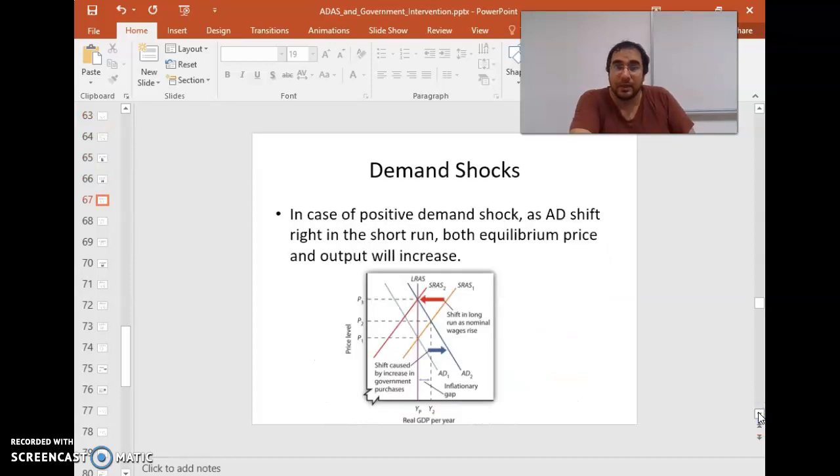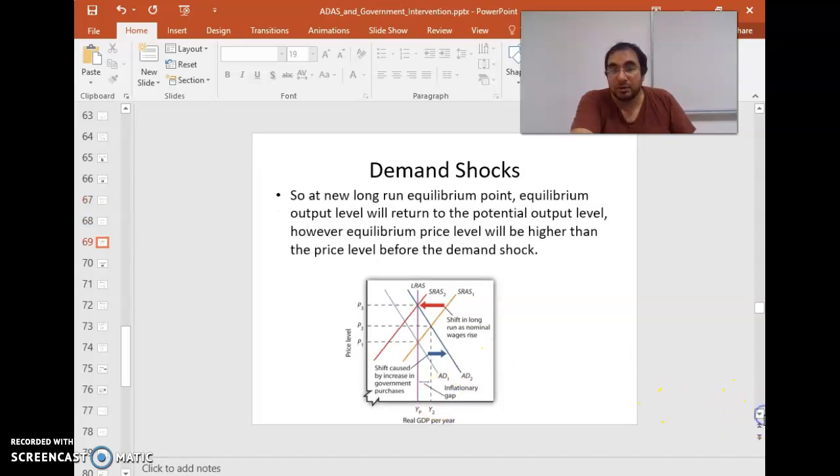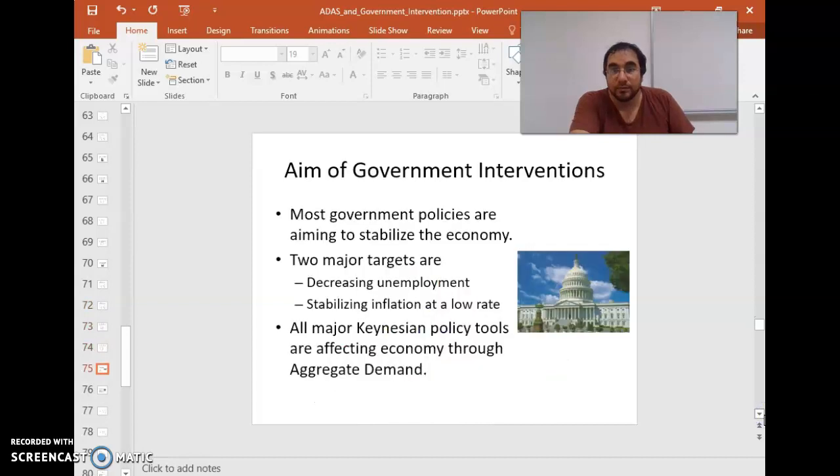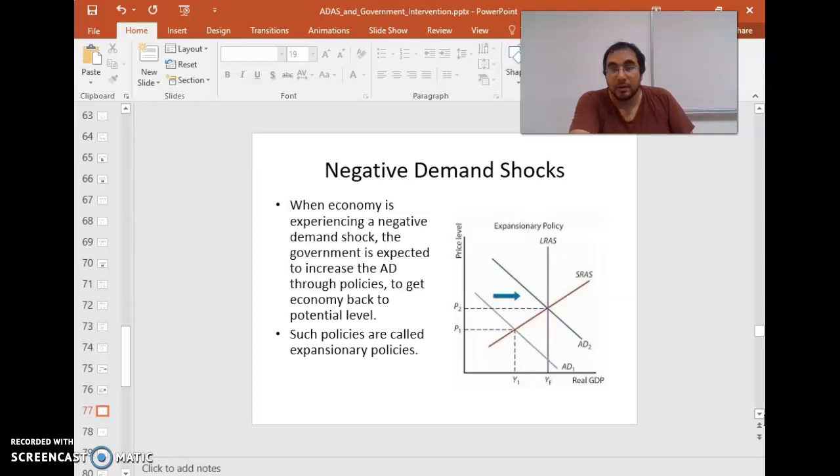If you have a negative demand shock, let me show it to you. Okay, if you have a negative demand shock, your demand shifts here, and the economy returns to the potential output level as a result of the automatic adjustment process. In that case, supply will shift here. Basically, you will return to this point.